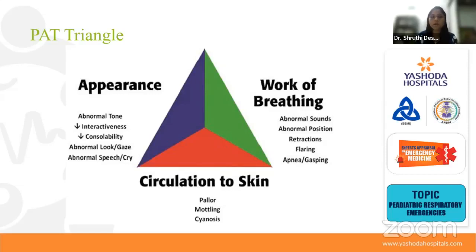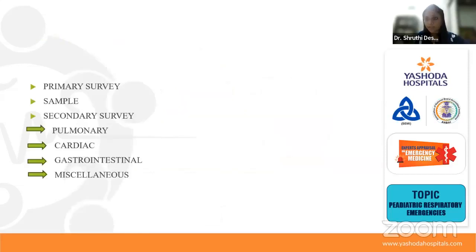So after the initial or the doorway assessment is done, you move on to the primary survey, where you check for airway, breathing, circulation, disability and exposure. Where you check whether the airway is patent or not, the respiratory rate, the saturation, the work of breathing, the breath sounds, any presence of chest retractions, checking for the heart rate, the capillary refill time, and doing an AVPU score.